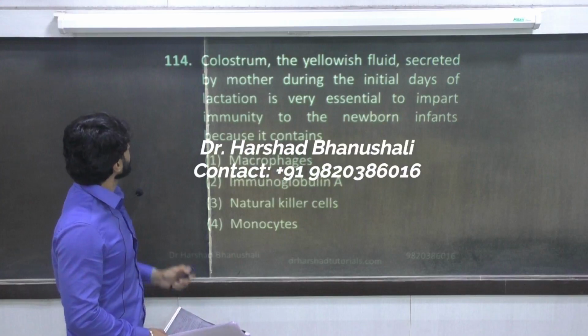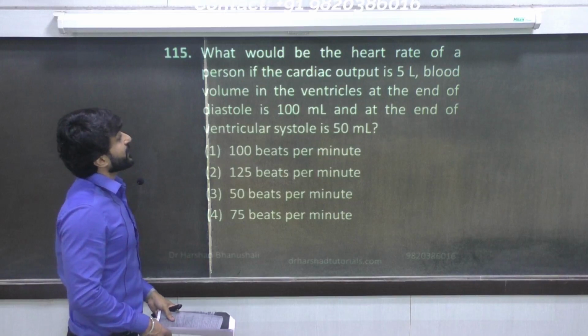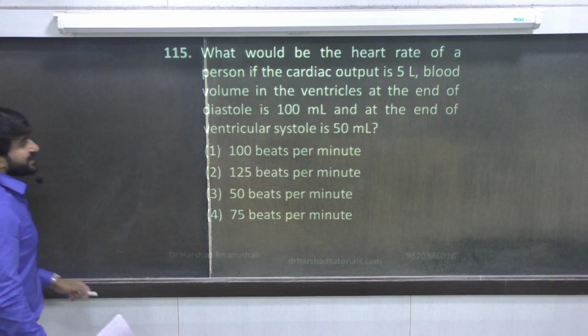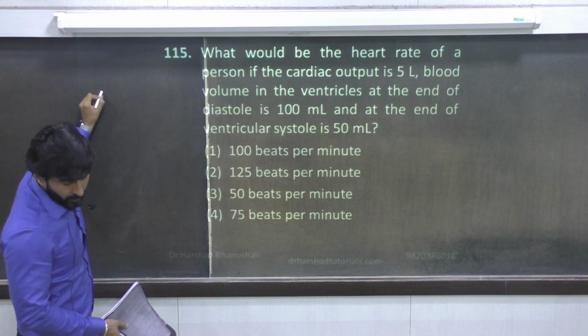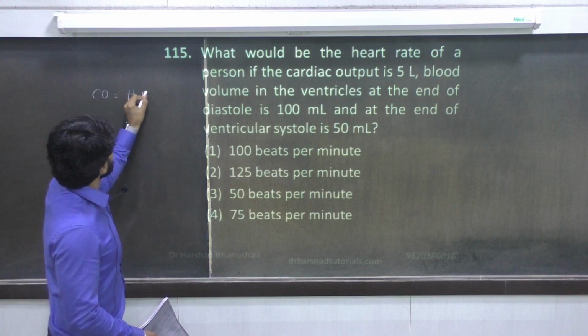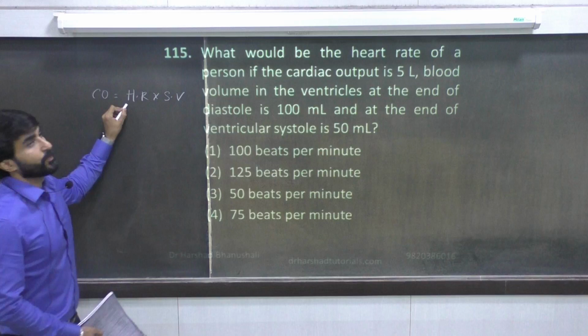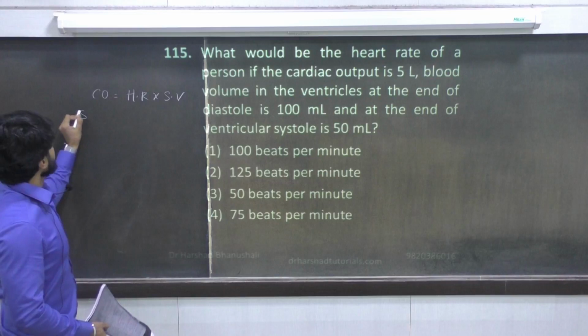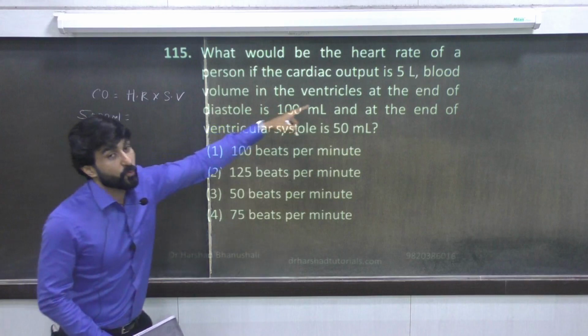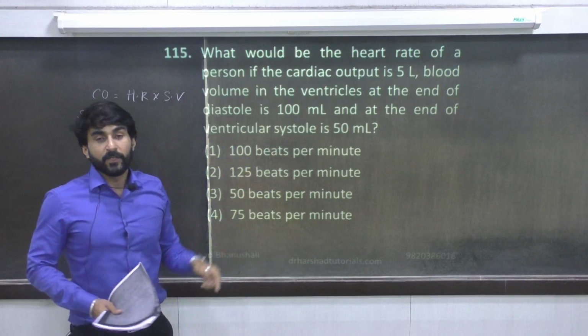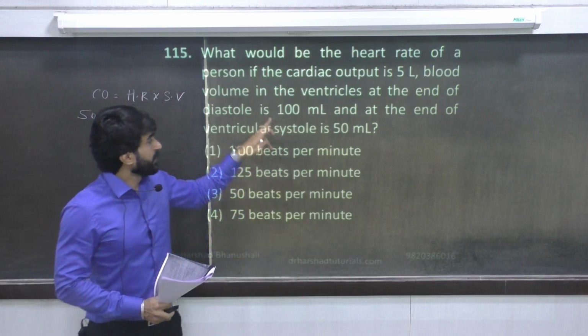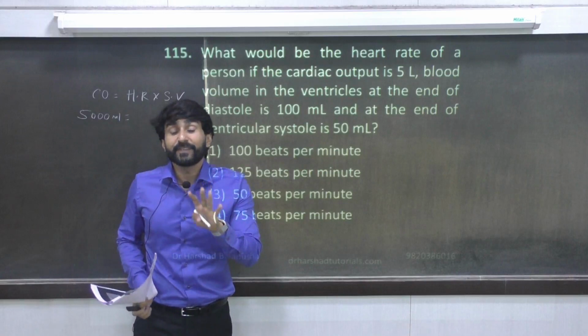What would be the heart rate of a person if the cardiac output is 5 liters? So we have got a question here which says that the cardiac output is 5 liters. Now if you know the cardiac output formula, it is heart rate into stroke volume. Now they have said cardiac output is 5 liters, which is 5000 ml. They have given you the stroke volume. How do you know the stroke volume? They have said that during diastole there was 100 ml, after systole there was 50 ml. During the diastole the heart was full of 100 ml, after systole the heart has 50 ml. That means the heart has pumped out 50 ml. Stroke volume is 50 ml.